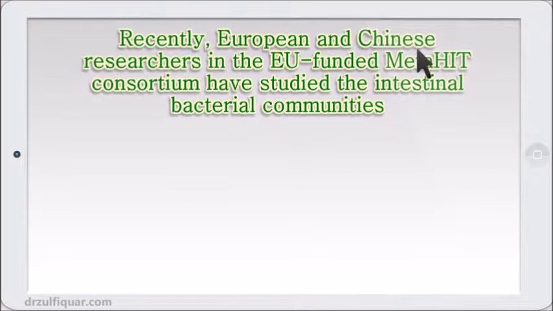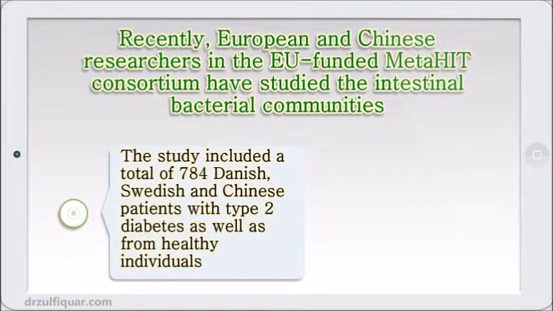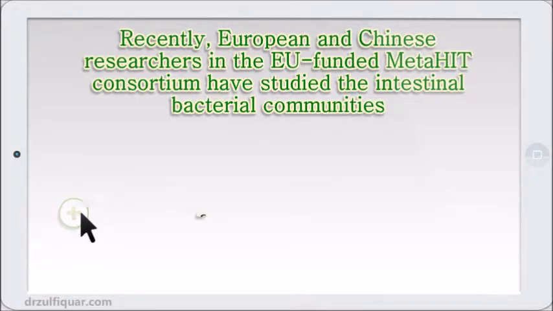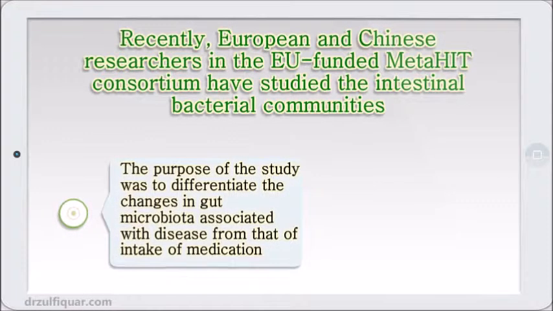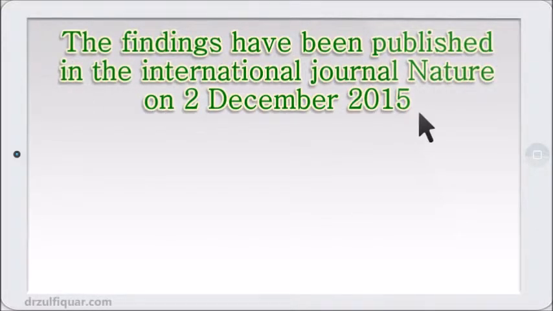Recently, European and Chinese researchers in the EU-funded Meta-HIT consortium have studied the intestinal bacterial communities. The study included a total of 784 Danish, Swedish and Chinese patients with type 2 diabetes as well as healthy individuals. The purpose of the study was to differentiate the changes in gut microbiota associated with disease from that of intake of medication. The findings have been published in the international journal Nature on the 2nd of December 2015.